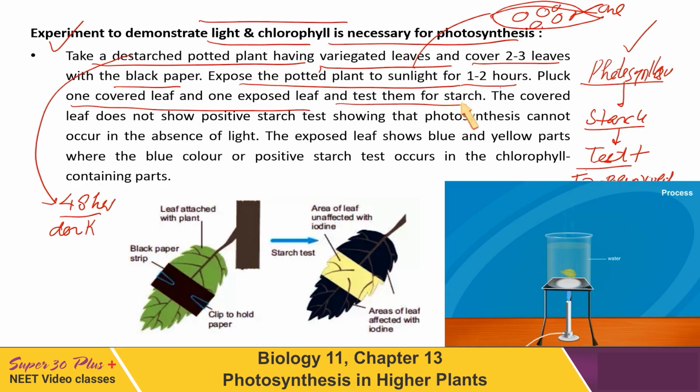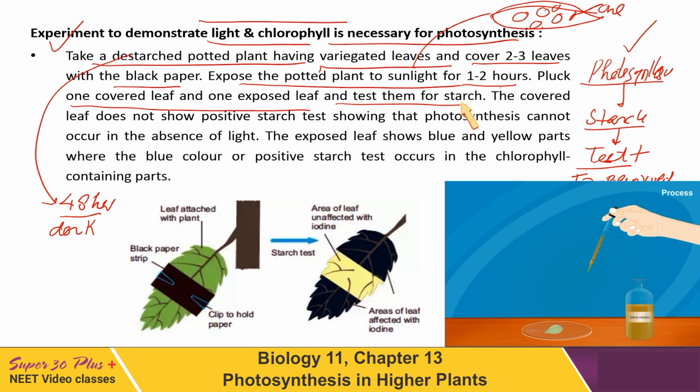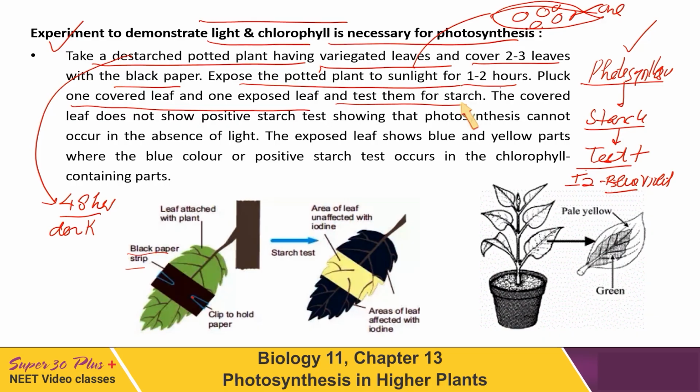Simple thing: if the leaf is covered with black paper, it will not do photosynthesis, and here the starch test will be negative. You can see the black paper strip we have kept even on the same leaf. Here photosynthesis will not be done, and that is the part where we do not have starch. This part is exposed, treated with iodine. This is the part which shows a positive test, and this is the part which shows a negative test. We can say that light is essential for photosynthesis.